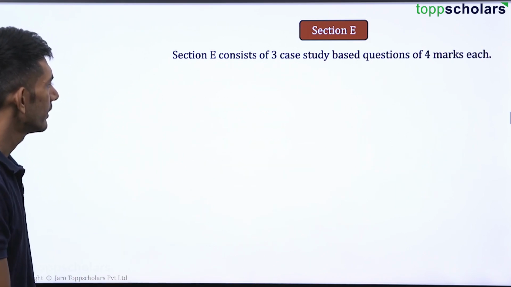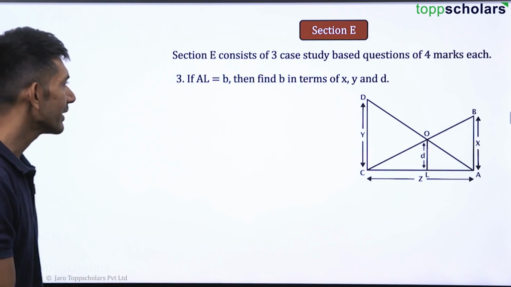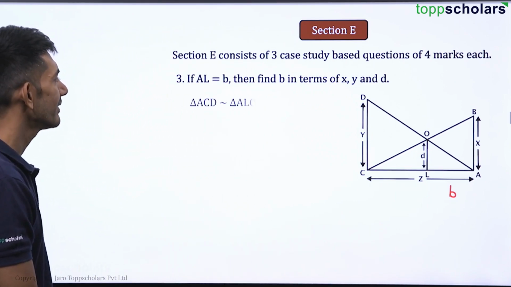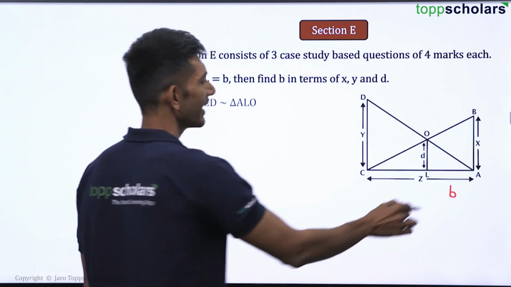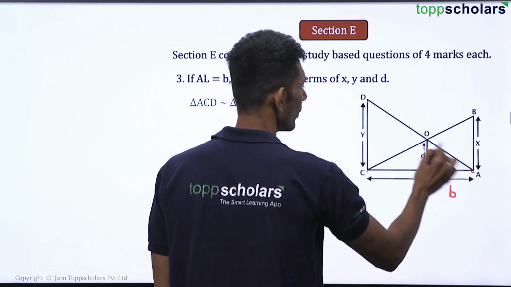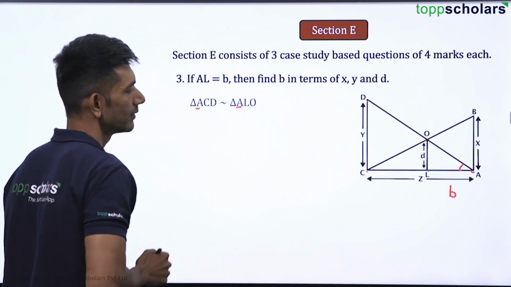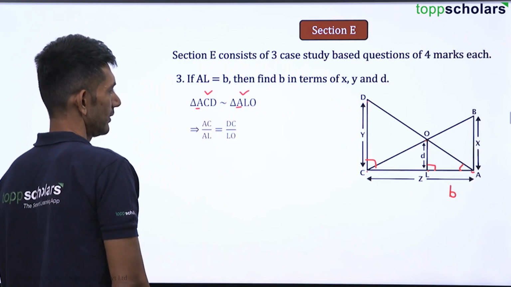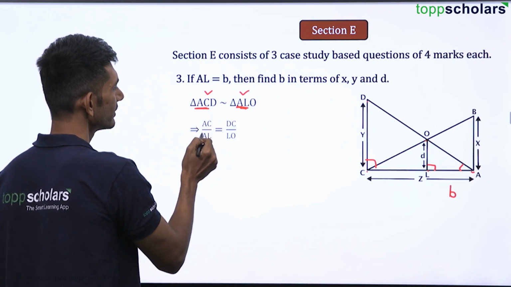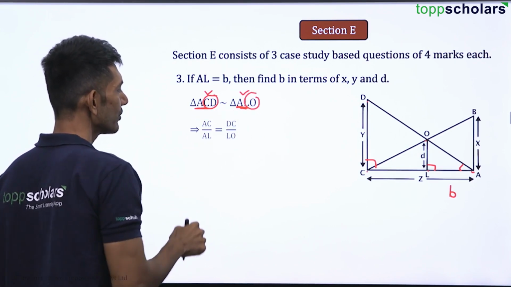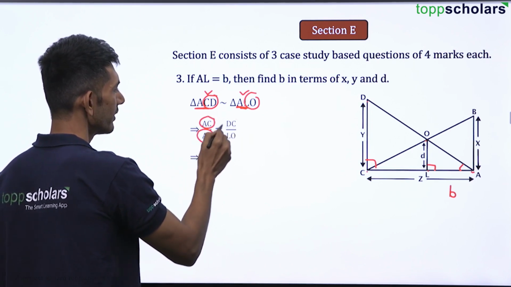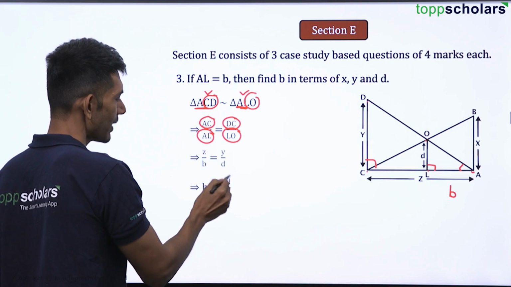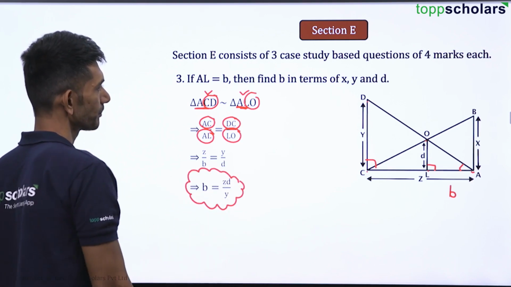We have done this. And then next one says if AL is B, write down B in terms of X, Y and D. Same thing. Now if I take the two triangles, triangle ACD and triangle ALO, angle A is common, angle C is equal to angle L, 90. So can I say AC by AL is equal to DC by LO. Put the values. AC is Z, AL is B, DC is Y, LO is D. So B will be Z into D by Y. Correct? Easy.